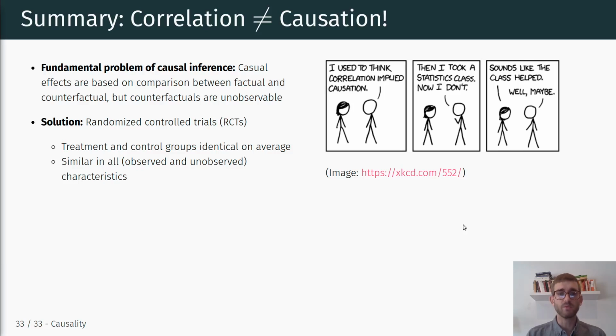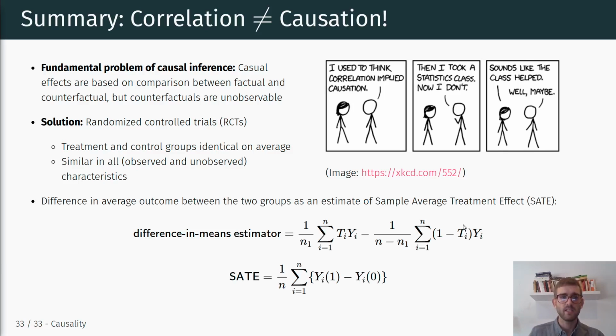And in order to overcome that, we always need assumptions, okay? The gold standard solution is the randomized control trial, because here the treatment and control groups are identical on average, and that means they're similar in all observed and unobserved characteristics. In these cases, we can look at the difference in the average outcome between the two groups as an estimate of the sample average treatment effect. This is the difference in means estimator as an estimate of the sample average treatment effect, right?